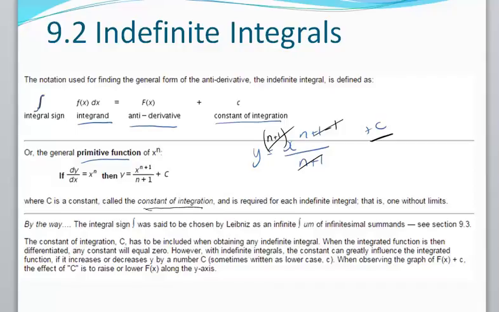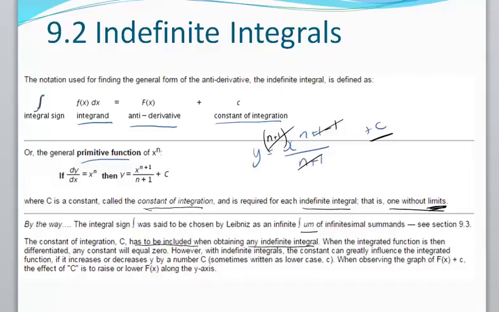This is required for each of our indefinite integrals, that is, ones without limits. Our integral sign is an infinite sum of infinitesimal summands. We can keep on going through that later on. Our constant of integration c has to be included. We must remember to put this in when obtaining any indefinite integral. This is when we're not using any limits, we're not substituting any numbers into our actual integration.